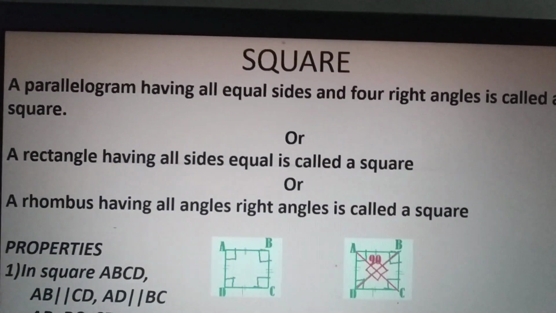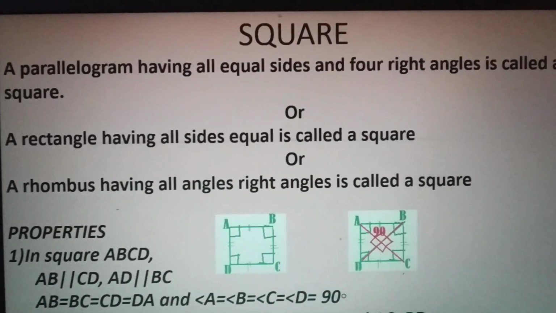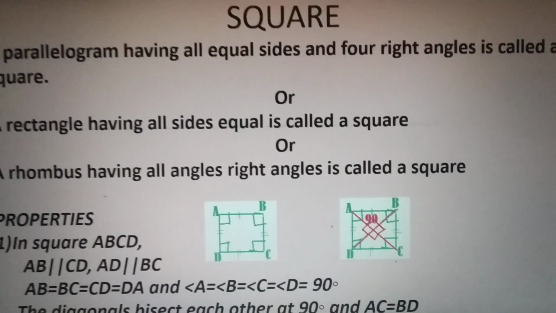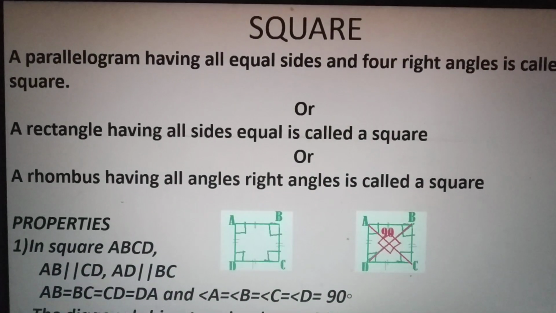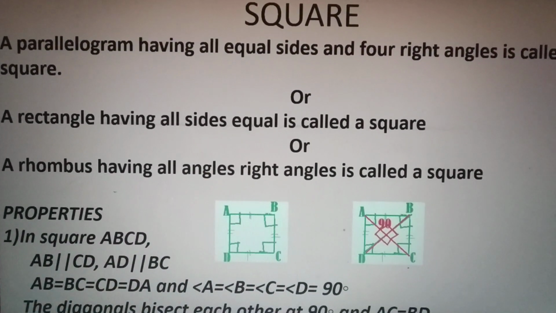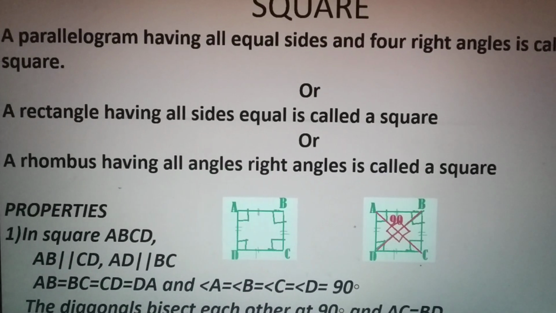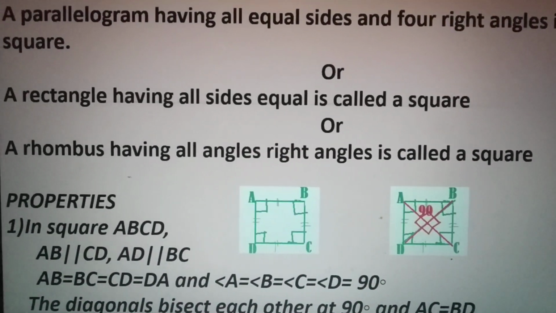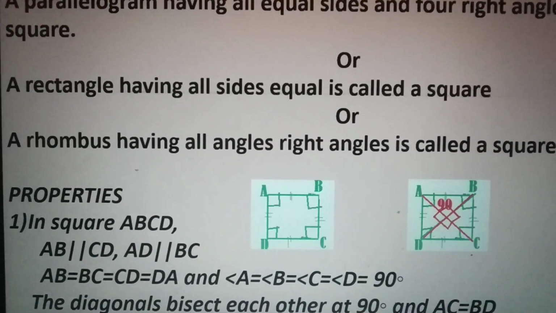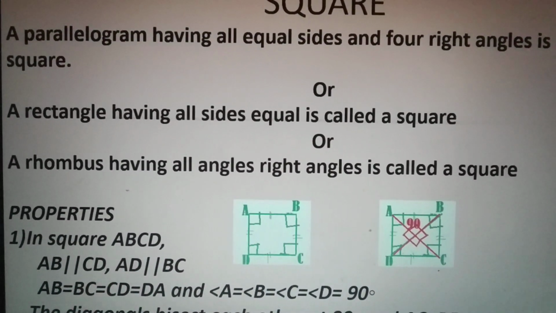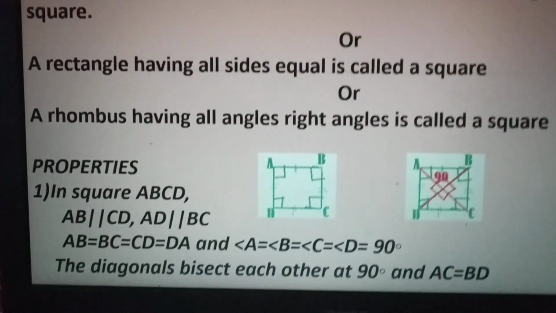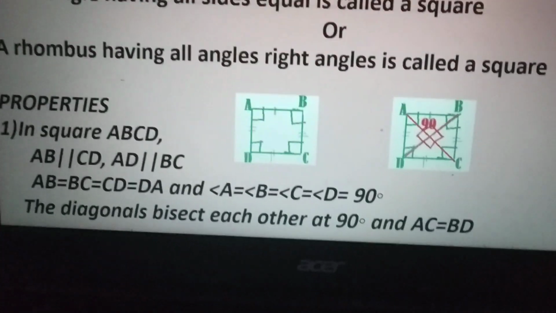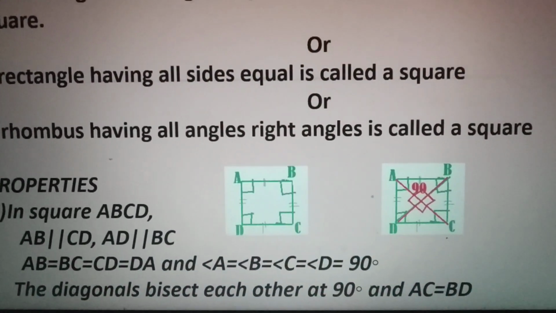Next, moving on to square. Square is also a special type of parallelogram. This square can be defined in 3 ways. Suppose if you consider a parallelogram in which all sides and all angles are equal, it is called a square. In case of a rectangle, you can define it as a rectangle having all sides equal is also called a square. Or in other words, a rhombus having all angles right angles is a square.